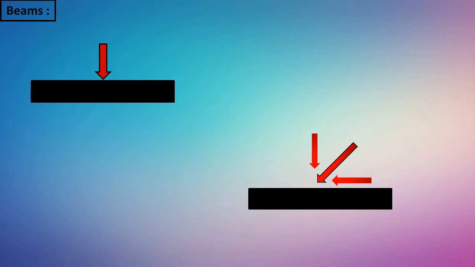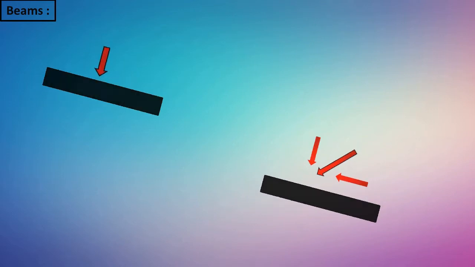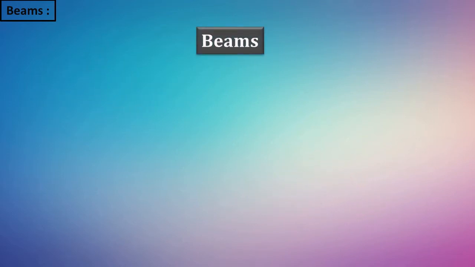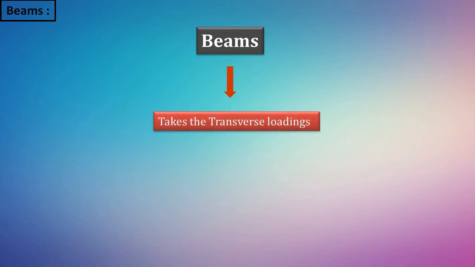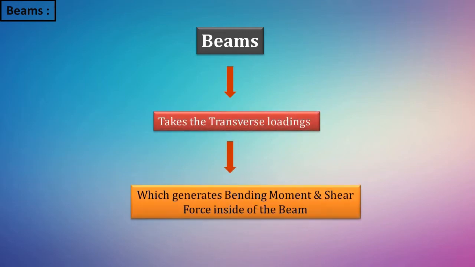So when the transverse load acts on the beam, then due to the transverse load, bending moment and shear force is generated inside the beam. That is why we say that beams are designed to resist the transverse loading, or we can say that beams are designed to resist the moment and the shear force induced in them due to the transverse load.